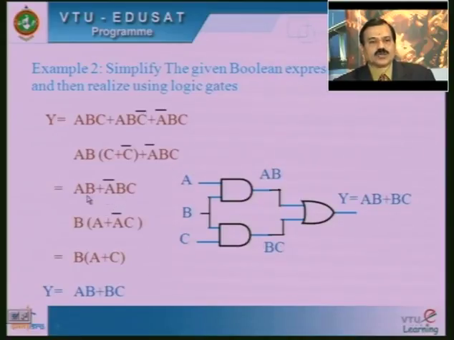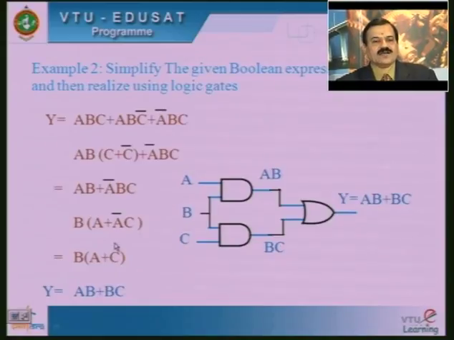Here B is common in these two parts, so B is taken as common. Then from here, A plus A bar C is taken, and A bar C can be rewritten as A plus C. We have already seen this in our previous sessions. So how to reduce A plus A bar C to A plus C? Then B multiplied by A plus C can be further multiplied out, for simplicity, as AB and BC.